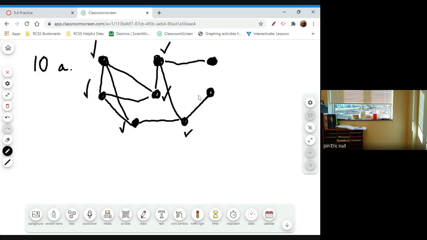Here's the problem. This one's got 1, this one's got 1. How can I make these 2 both get 3 when I can't connect them to anything other than themselves? Exactly. Multiple edge. Check, check. I think I did mine wrong.